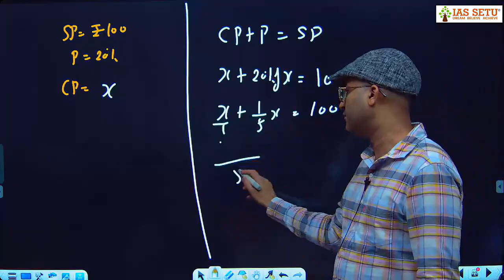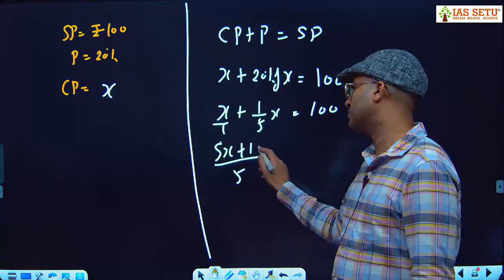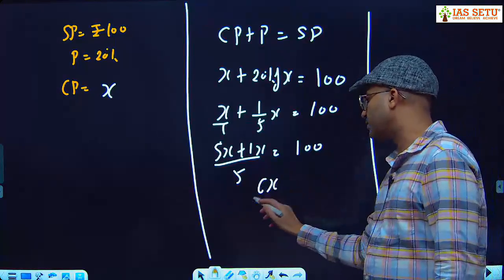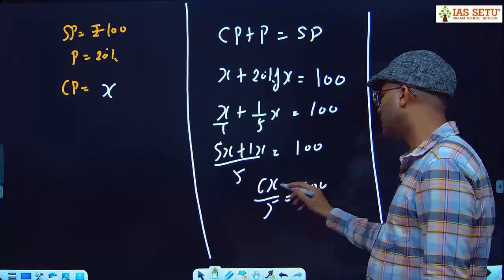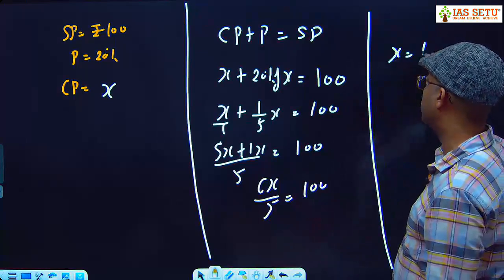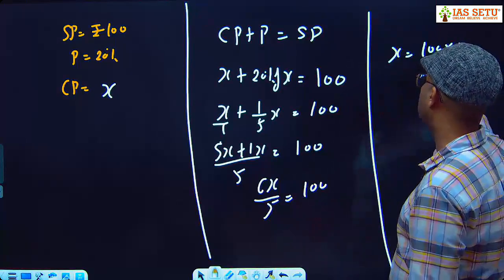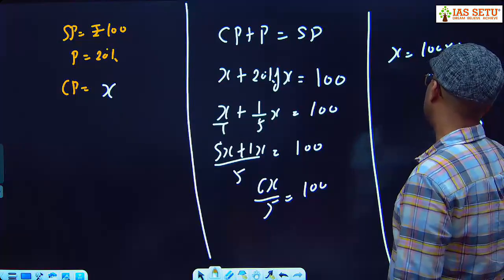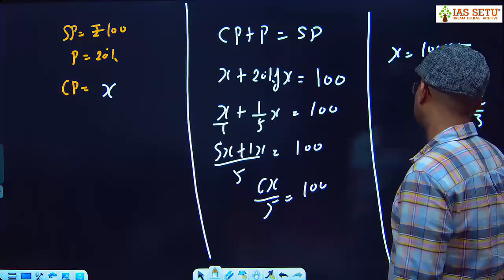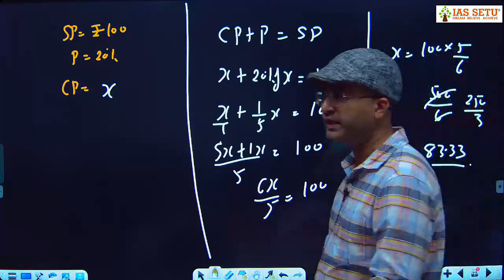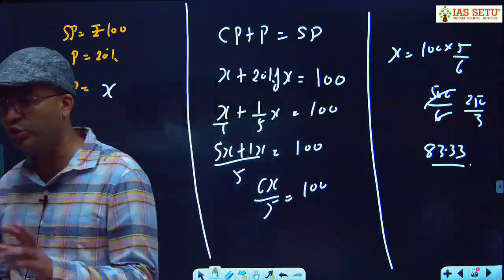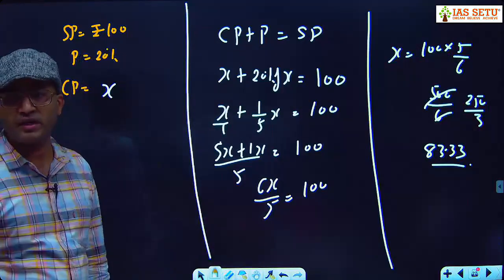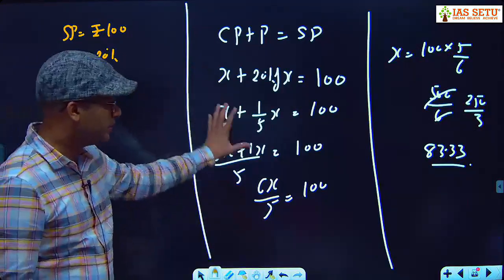Like this, 5X plus 1X is 100. So you get 6X upon 5 is equal to 100. You solve for X. X will come 100 into 5 by 6, 500 by 6, 250 by 3. It will come 83.33. It will not come 80. It will come as a decimal value, 83.33. So what is the cost price of this marker? 83.33. But it is a lengthy method.